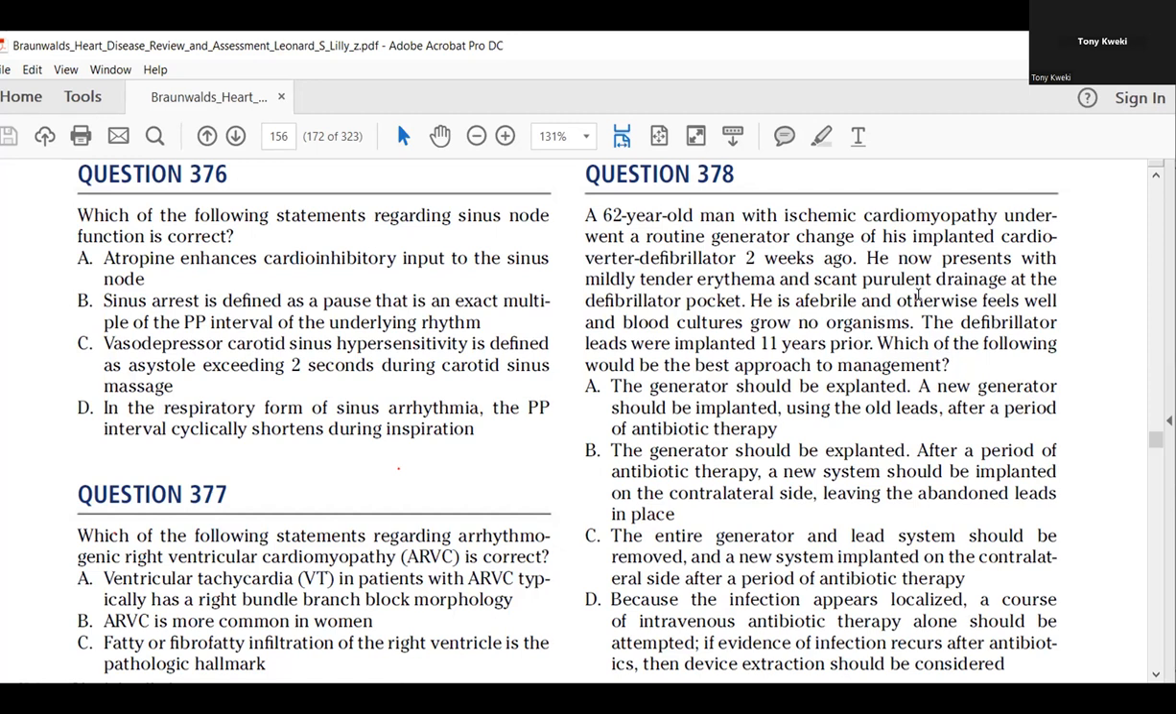D: because the infection appears localized, a course of IV antibiotics alone should be attempted, and if evidence of infection occurs after antibiotic therapy, the system should be removed. That's false. E: needle aspiration of the pocket should be performed to isolate the organism responsible for the apparent infection prior to the treatment decision. That's false. So for this, our answer is C: the entire generator and lead system removed, and then a new system implanted on the contralateral side after a period of antibiotic therapy. So thank you very much.